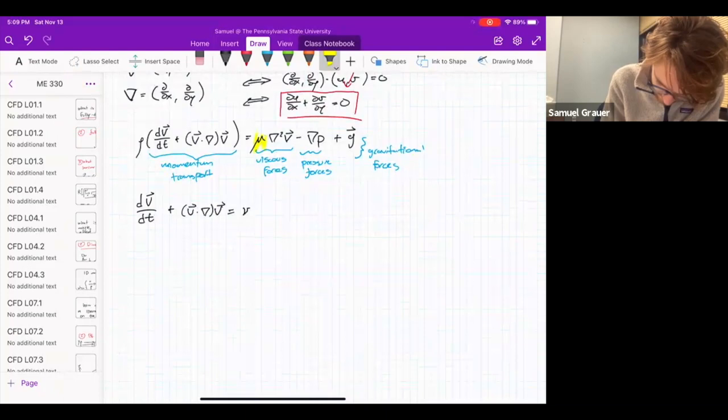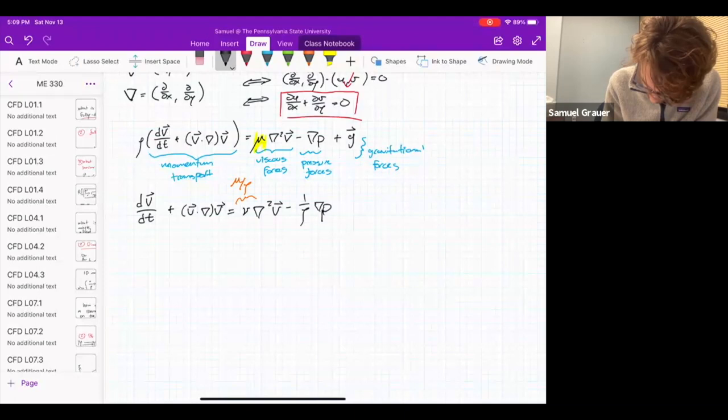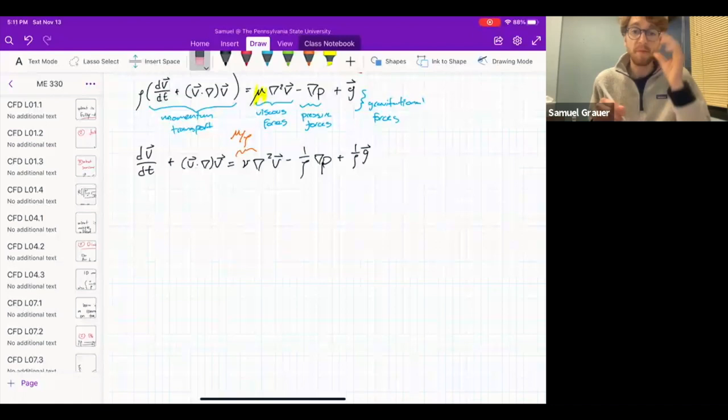And here we're going to have nu, which is equal to mu over rho. And that is going to be multiplied by del squared v minus 1 over rho del p plus 1 over rho g. So this is going to be a convenient form to use. And first we're going to look at the x direction momentum.